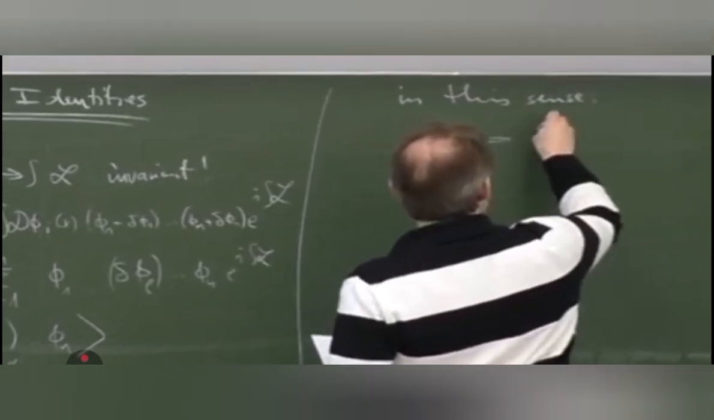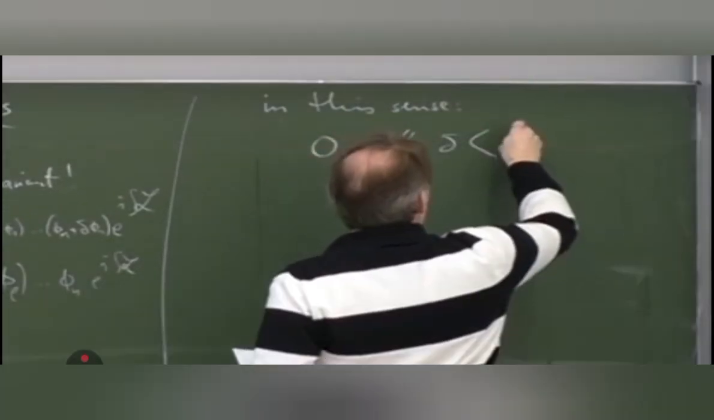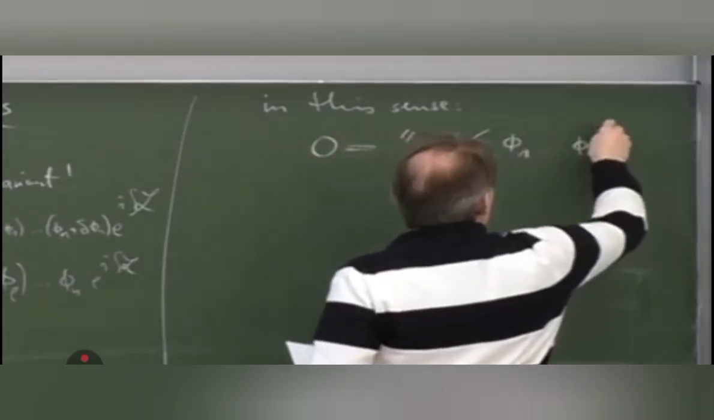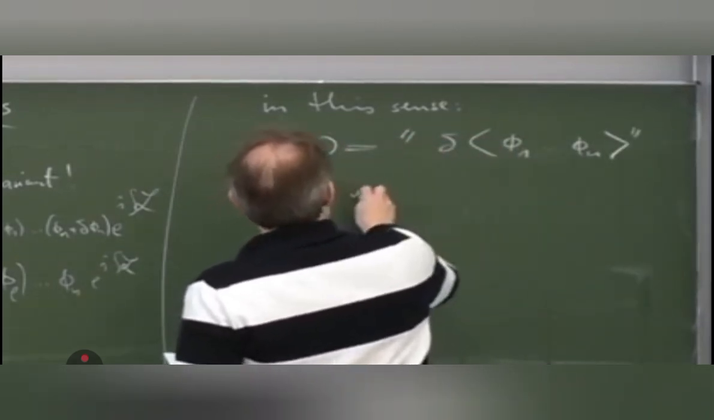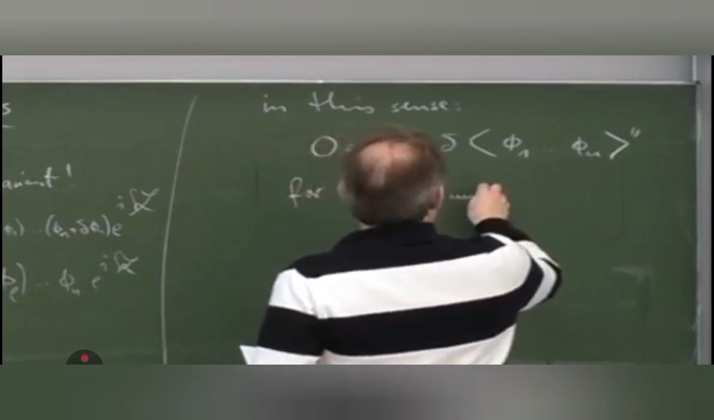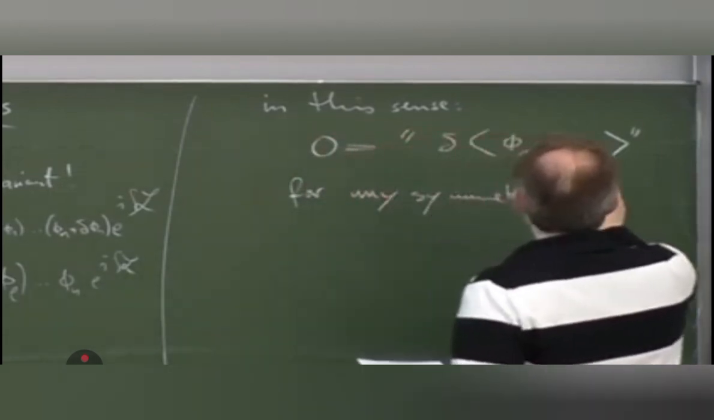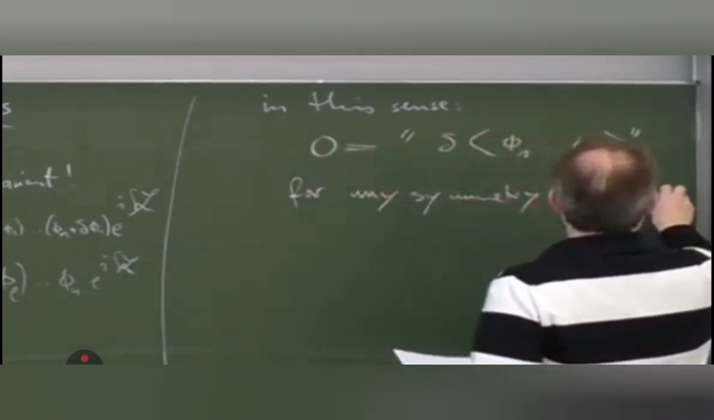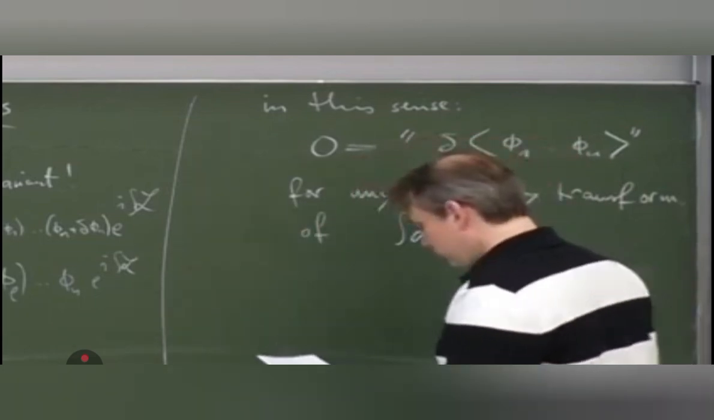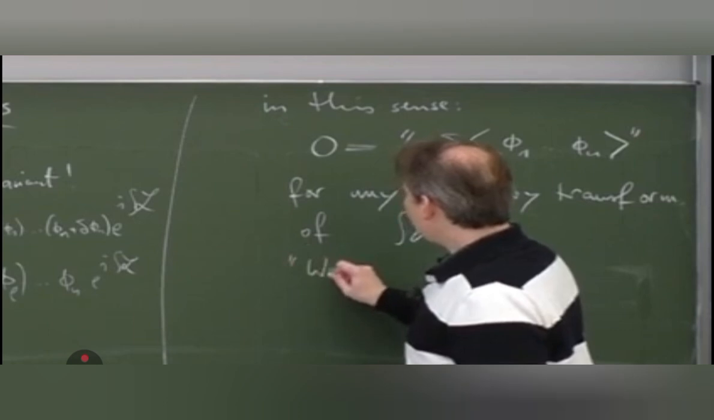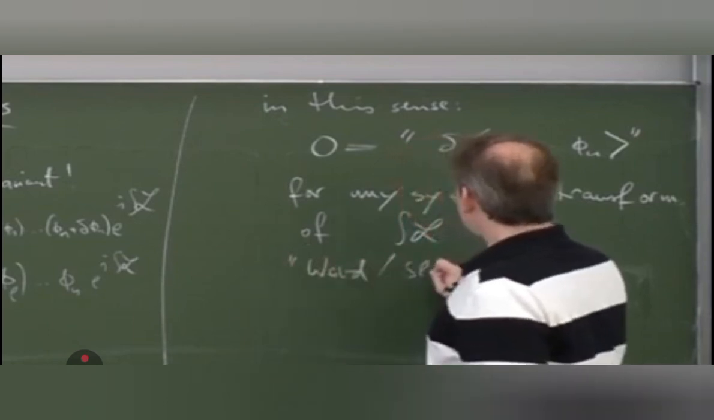So to summarize, in this sense, using just the abbreviated form, delta of phi_1 to phi_n vanishes for any symmetry transformation of the action, and this is called Ward or Slavnov-Taylor identities.